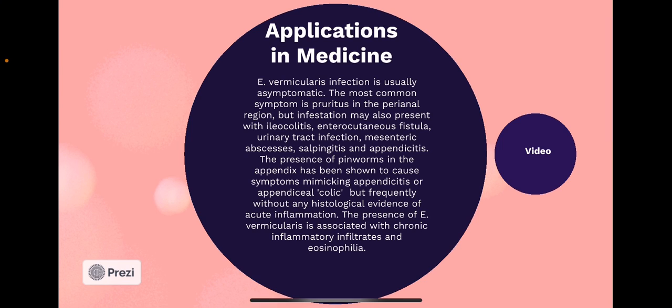An application in medicine: E. vermicularis infection is usually asymptomatic. The most common symptom is pruritus in the perianal region, but infestation may also present with ileocolitis, enterocutaneous fistula, urinary tract infection, mesenteric abscesses, salpingitis, and appendicitis. The presence of pinworms in the appendix has been shown to cause symptoms mimicking appendicitis or appendiceal colic, but frequently without any histological evidence of acute inflammation. The presence of E. vermicularis is associated with chronic inflammatory infiltrates and eosinophilia.